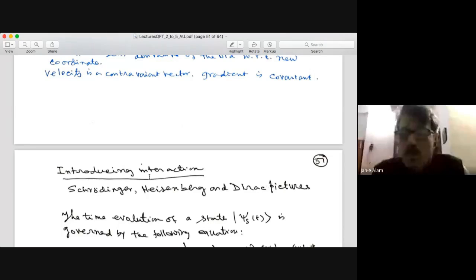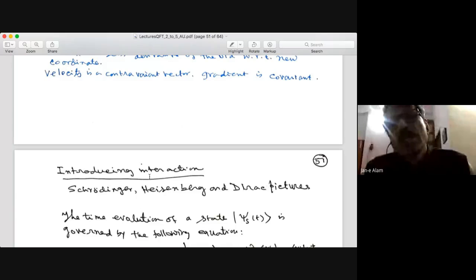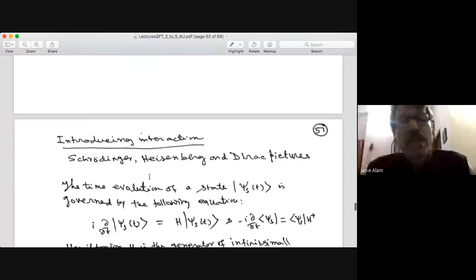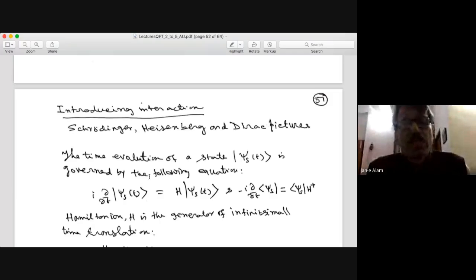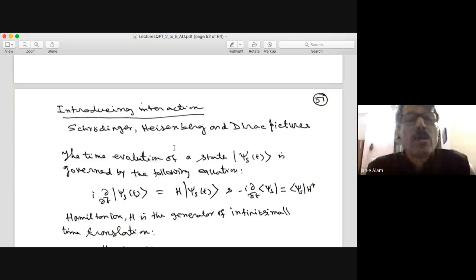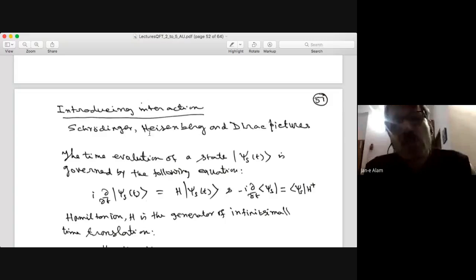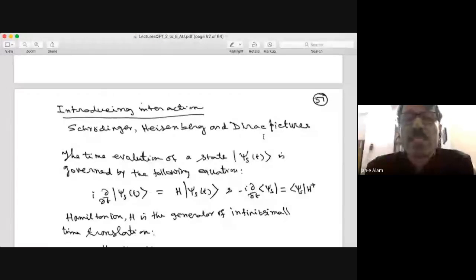To introduce the interaction and to systematically develop the perturbation theory, I need to discuss the following things. I'll go slowly. This part is very important. If you have any problem, just stop me. To introduce this interaction, I need to discuss three pictures of quantum mechanics. One is Schrödinger, one is Heisenberg, and another is the Dirac picture. Sometimes the Dirac picture is also called the interaction picture.